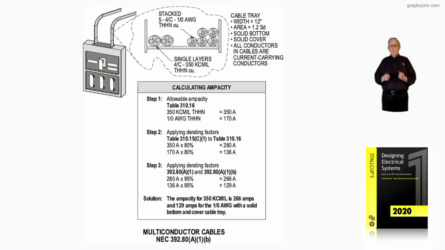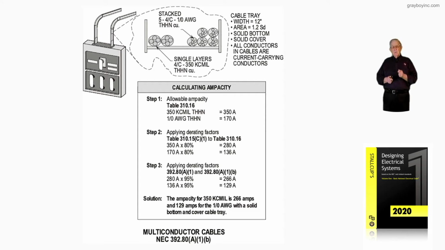Now, when you review these conductors in cable trays, you have to see, are they required to be in single layers, or could they be stacked with the rules that are listed in 392? Now notice we get the same ampacity of a 350 and 1 alt from table 310.16 in step 1.